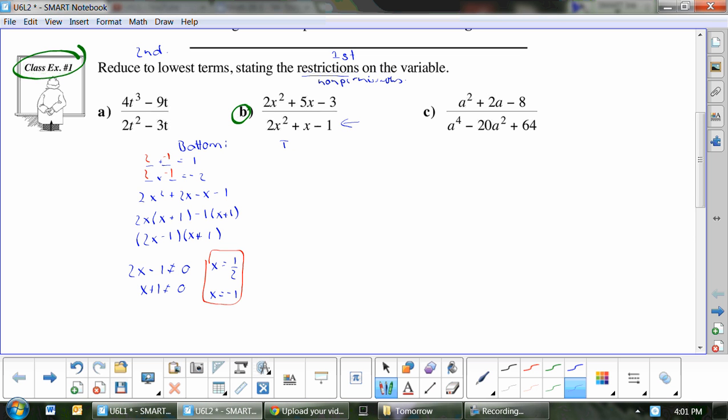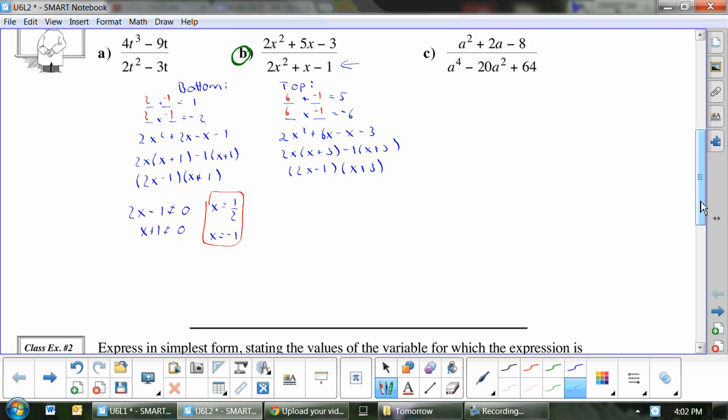Our bottom is all factored, but let's do our top now as well. What plus what is equal to 5? What times what is equal to negative 6? We have 6 and negative 1. That adds to 5, and 6 and negative 1 multiplies to negative 6 as well. So that gives us 2x squared plus 6x minus 3. We can go 2x times x plus 3, minus 1 times x plus 3, which gives us our two factors, 2x minus 1 and x plus 3.